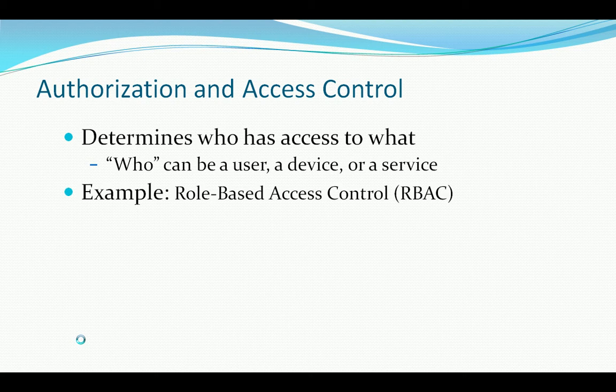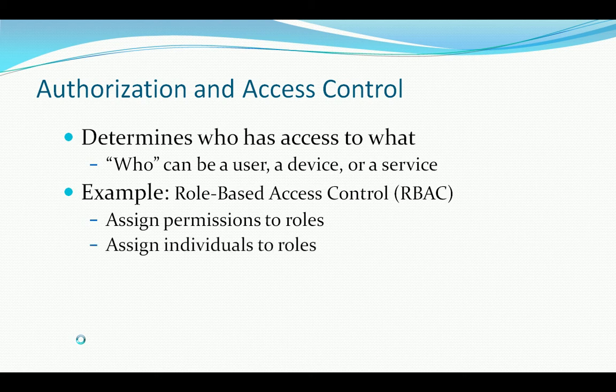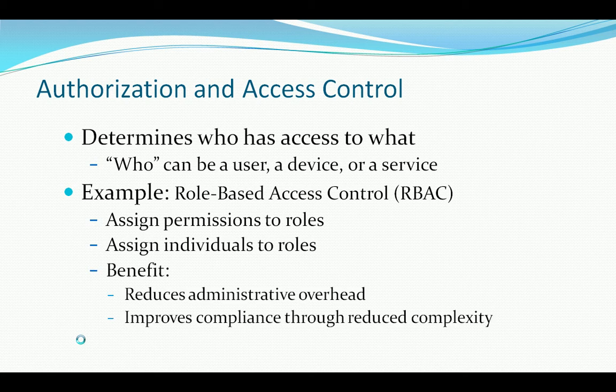And in our book, they talk about role-based access control. This is probably one of the most common ways of managing access to resources on a network. It's going to be the most efficient. It's the most common. If you're familiar with something like Active Directory or LDAP, a lot of that is role-based access control. So you assign permissions to roles, which are essentially groups of people that you can assign individuals to. So it reduces administrative overhead and improves compliance through reduced complexity.